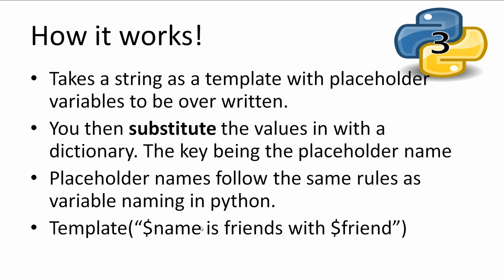So how does it work? Well, the template class takes a string as a template. Within the string, we use placeholder variable names with a preceding dollar sign to depict that it's a placeholder. We can then substitute values into the template with the substitute method using a dictionary, where the keys in the dictionary match the placeholder names. The returned string is the template with all of the values rather than the placeholders. It should also be noted that the placeholder variables should follow the same naming convention as Python.